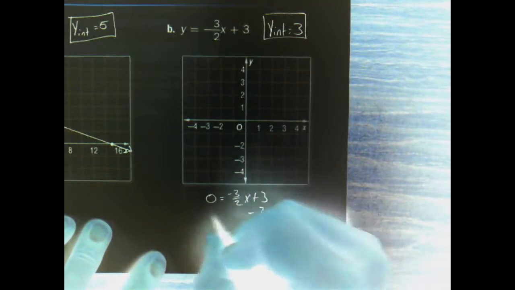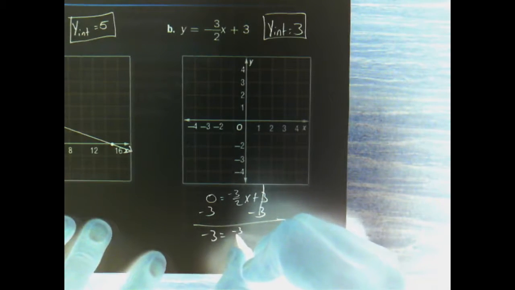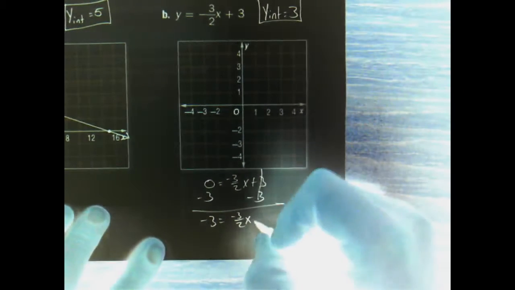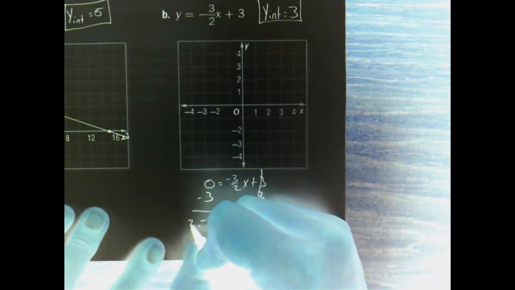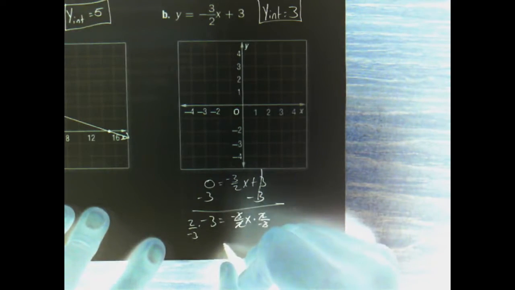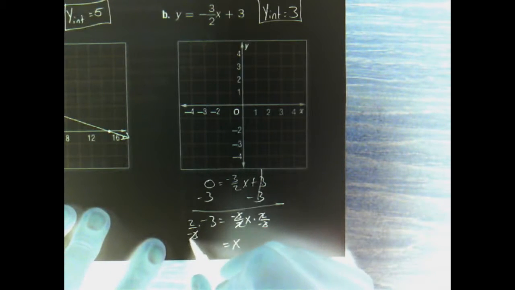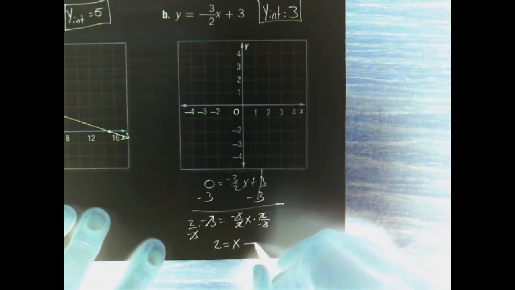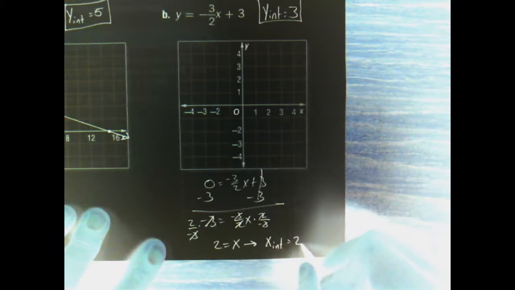To get x by itself, I subtract 3 from both sides. Negative 3 is equal to negative 3 over 2x. Multiply by the reciprocal. So I multiply by 2 over negative 3. On the right side, everything cancels, and I'm just left with x. On the left side, the negative 3 on the bottom and the negative 3 on the top cancel, and I get x to equal 2, which means my x-intercept is 2.